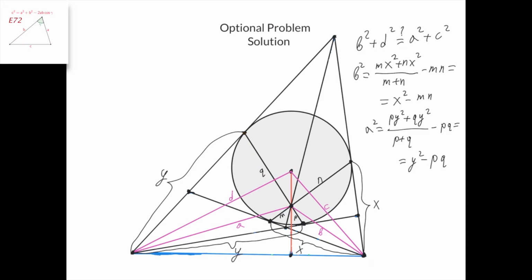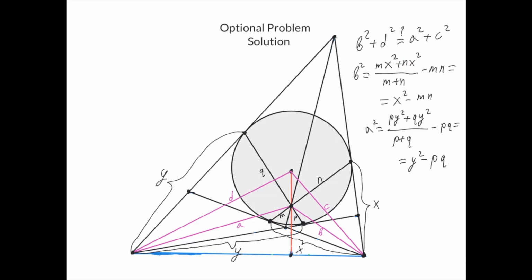And now let's apply Stewart's theorem for this triangle and this point lying on this side. Then we get that b squared equals (m times x squared plus n times x squared) divided by (m plus n), minus m times n, as given here. But now we have m plus n, which cancels out with this m plus n, so what's left is x squared minus mn, and that's the value of b squared.